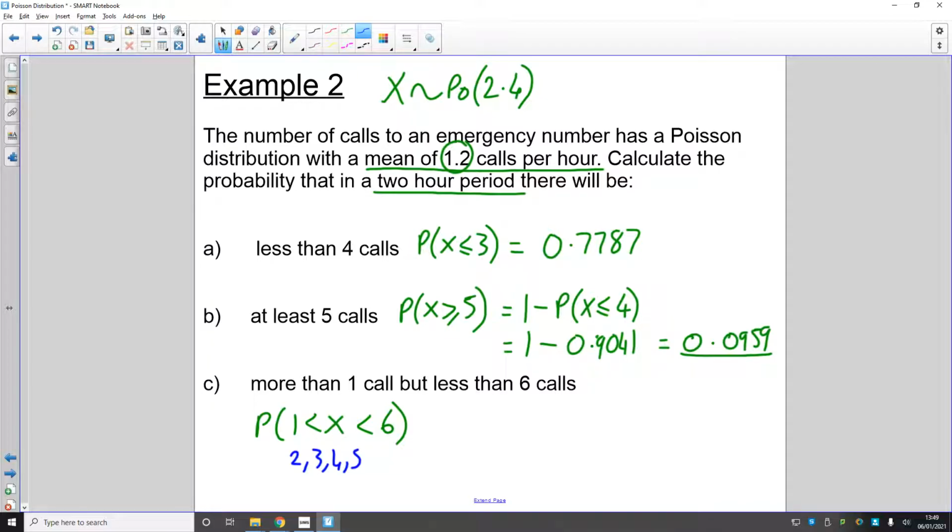So we can work out those 4 individual probabilities and add them up separately, or we can work out the probability that x is less than or equal to 5. So that's 5 and below, but the ones we don't want in this case are 0 and 1. So we want to get rid of those probabilities for 0 and 1.